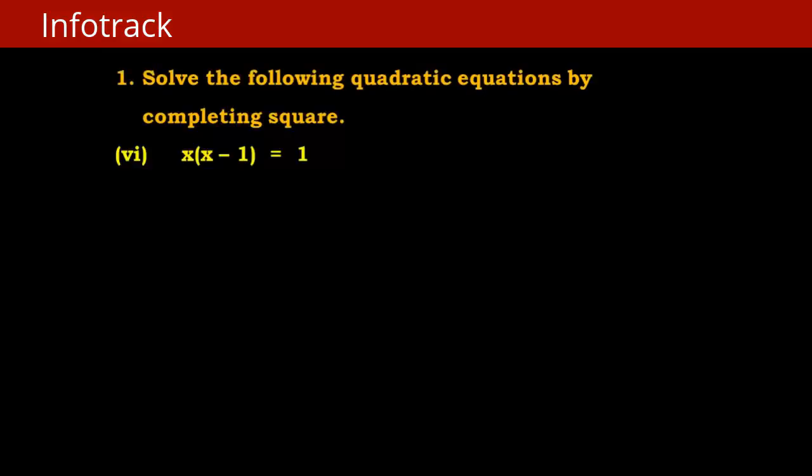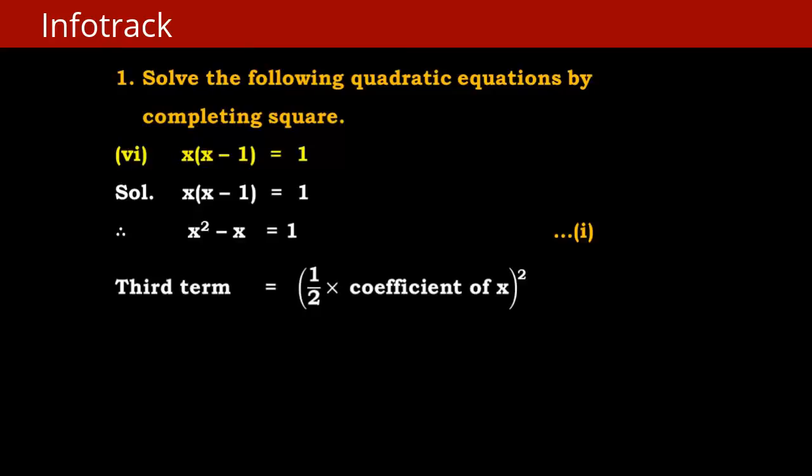See the next one. See the question, x into bracket x minus 1 is equal to 1. So we can solve this bracket. We have x square minus x is equal to 1. Now see in this equation, the coefficient of x square is already 1 and the constant term is at RHS. So you can directly find the third term, half into the coefficient of x the whole square, and the coefficient of x is minus 1.